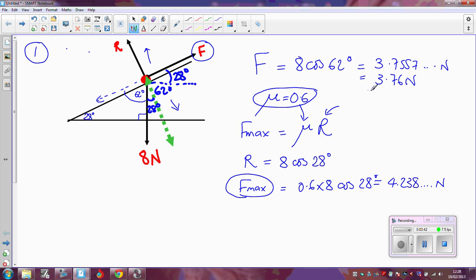And what I've established up here is that the actual frictional force which is acting is only 3.76 newtons, which is less than the maximum possible frictional force. In other words, the frictional force is not at a maximum, so we haven't got limiting equilibrium. So because the frictional force is less than the maximum possible frictional force, we have not got limiting equilibrium, because if we did have limiting equilibrium, the frictional force would be at its maximum.